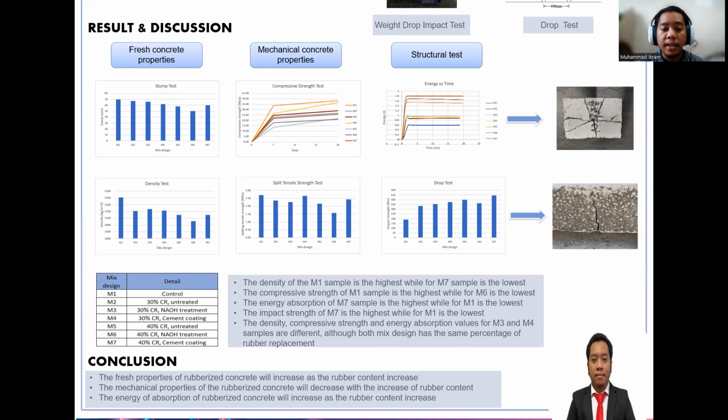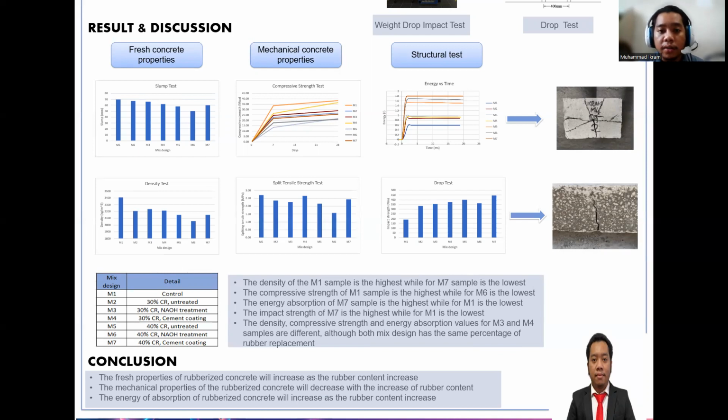The density of the control sample M1 is the highest compared to the other mix designs, while M7 is the lowest. For the compressive strength, the control sample M1 is the highest compared to all mix designs, while the M6 sample is the lowest. For the split tensile strength test, the control sample has the highest tensile strength, while M6 has the lowest tensile strength.